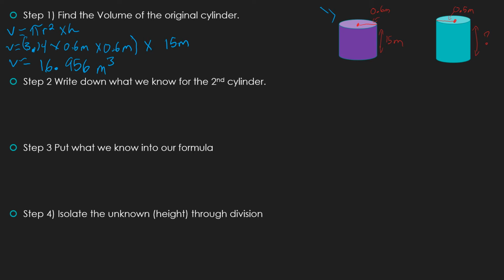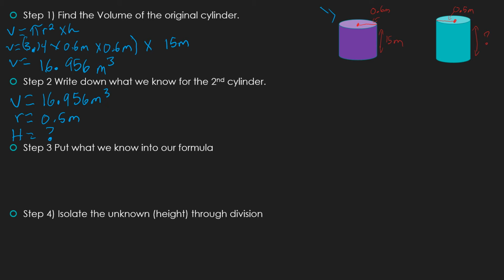Now we need to write down what we know about the second cylinder. Well, we know the volume of that second cylinder is going to be the same as the first one because in the question it mentioned they're both the same volume. So we know the volume is going to be 16.956 meters cubed. And we do know that the radius is 0.5 meters. What we don't know is our height. We're not sure what that height is going to be.